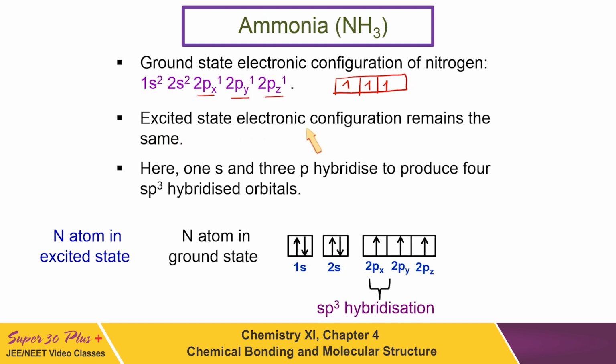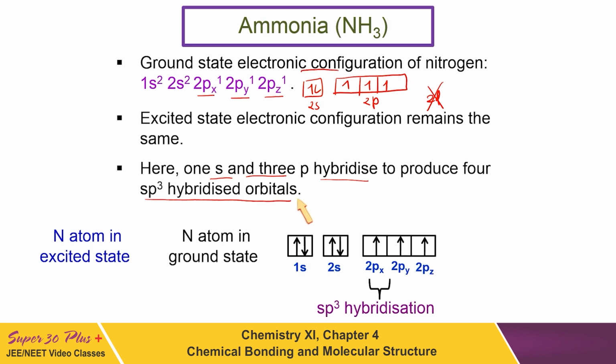Now the excited state electronic configuration remains the same. There is no need of excitation, and excitation is also not possible here. Why is it not possible? Because in ammonia 2s is there, 2p is there, but 2d does not exist. There is no existence of 2d, so where will we excite this electron? Nowhere. So it will remain here only. Alright. So here 1s and 3p hybridize to produce 4 sp3 hybrid orbitals.